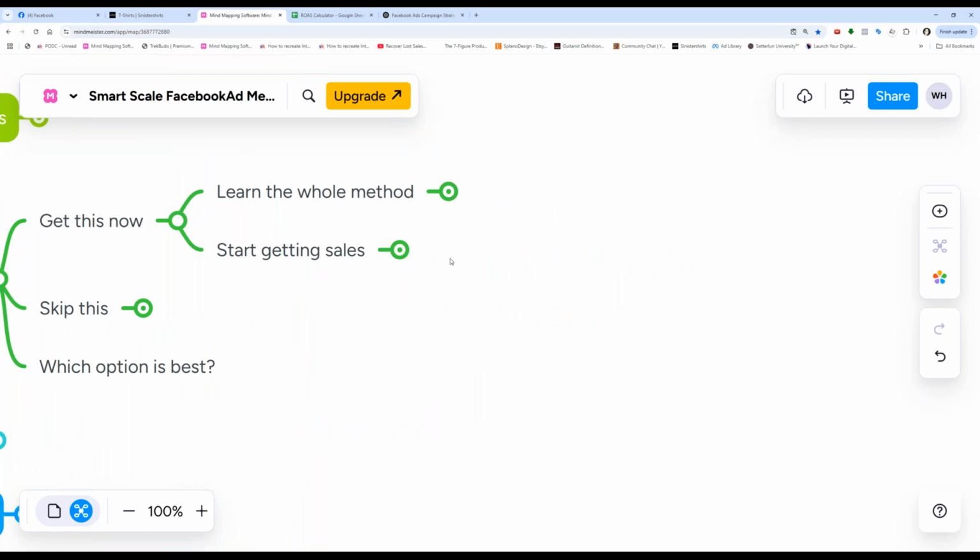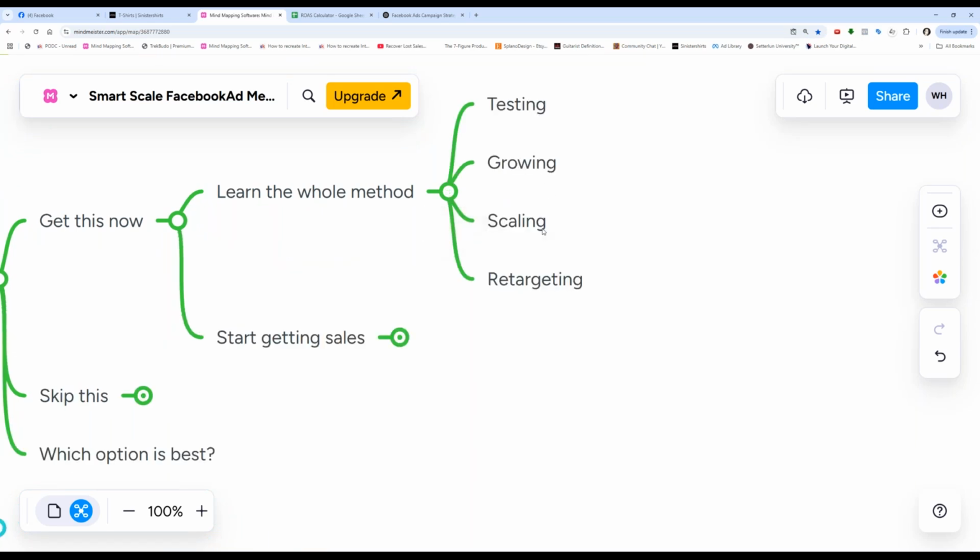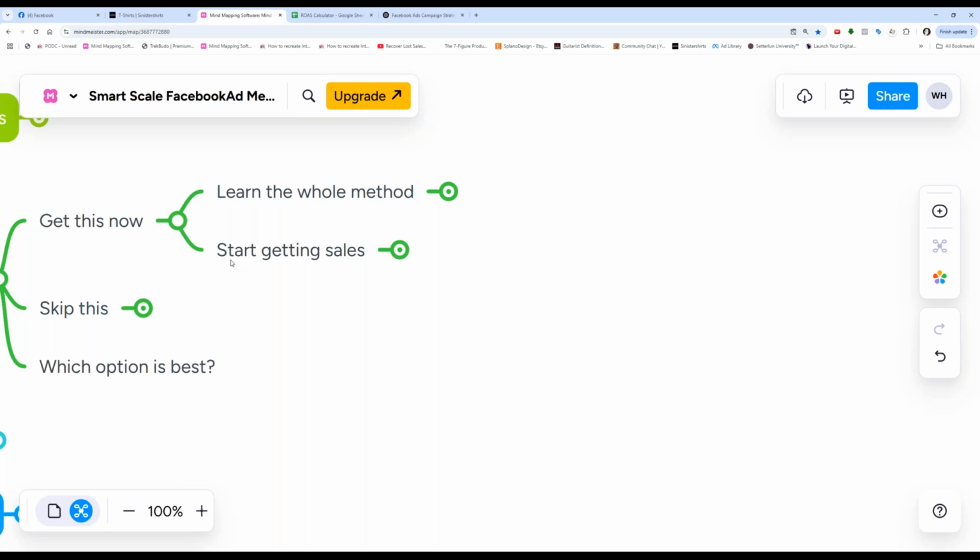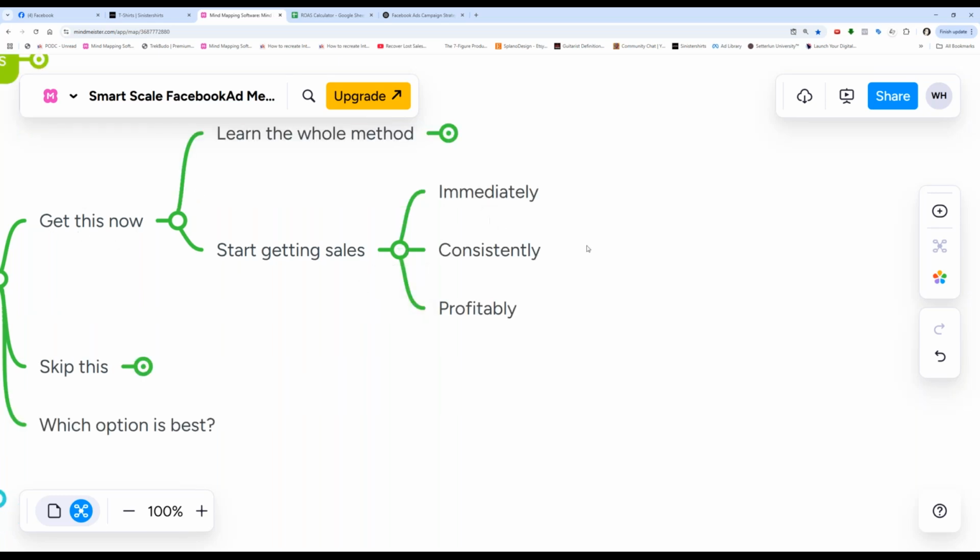Okay. And with that one-on-one call, I'm going to make sure you're doing it right for testing, growing, scaling, retargeting, and even the manual bidding stage. And the whole point is this. If you get this now, I want you to start getting sales immediately, not in a month, not in two months. I want you to start getting sales right away in the testing phase so that we have something to work with and something to use once we get to the scaling phase, the growing phase, the retargeting phase and the manual bidding stage.